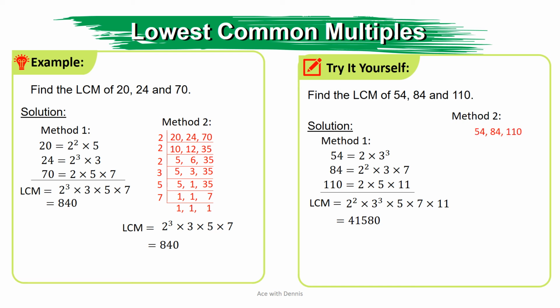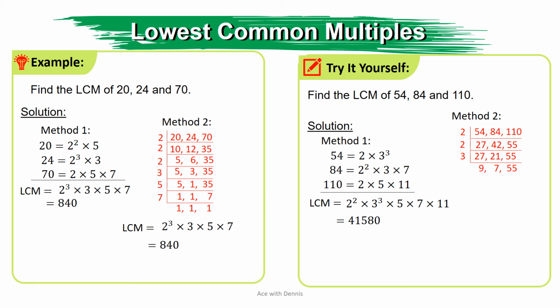We can also use method 2 to find the LCM of 54, 84, and 110. All can be divided by 2. We get 27, 42, and 55. And from here, they don't have a common divisor. We can just start with 2. So 42 divided by 2, we get 21. The rest is not divisible by 2, so we just copy down the value. Now 27, 21, and 55.